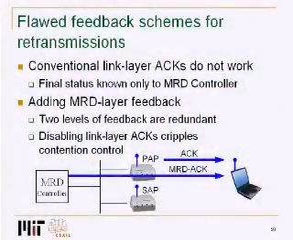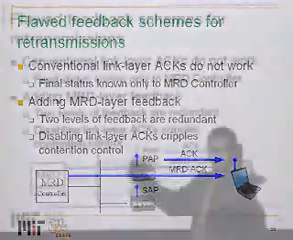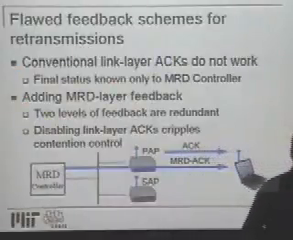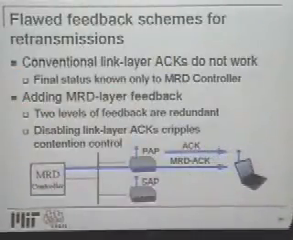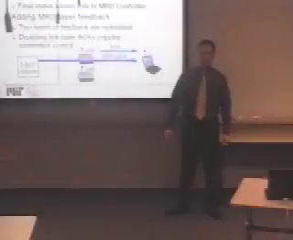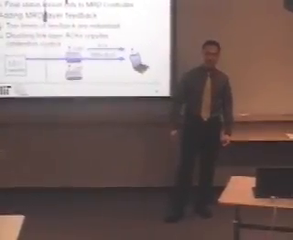So there's one case where it doesn't work. The case is when the forward data frame goes through, but the ACK doesn't come back. So from the MRD controller's point of view, there's no loss. But then the sender thinks, what am I supposed to do with this frame? Because as far as I can tell, the link layer is telling me that the frame got lost. So should I retransmit or not, because I don't have feedback? Right.